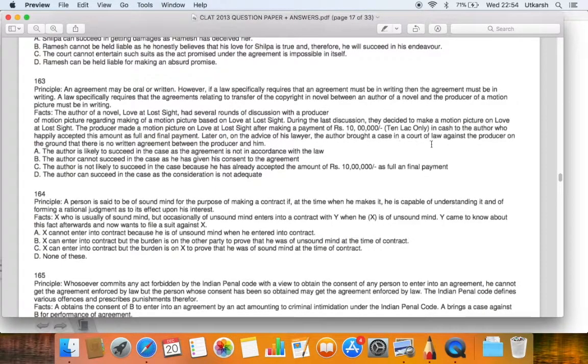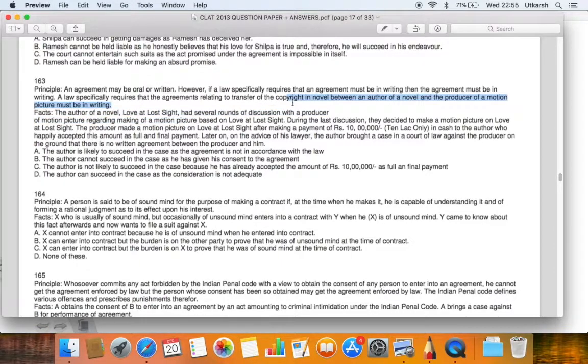Later on, they brought a case against him, saying there's no written agreement between the producer and him. All right, so let's look at the facts. In this portion, it's a discussion. Basically here he's selling his novel to a producer. What you have to see is that nowhere in these facts does it mention that there was a written agreement.